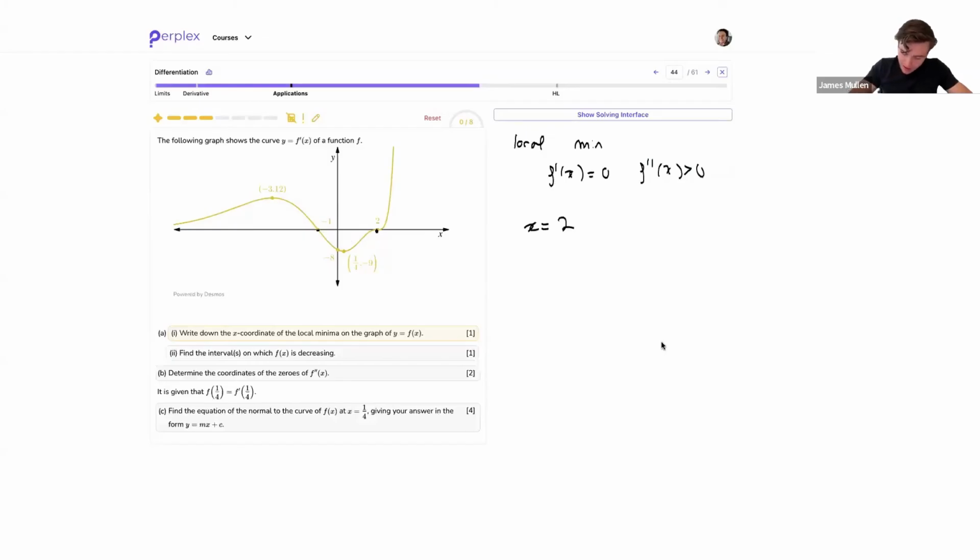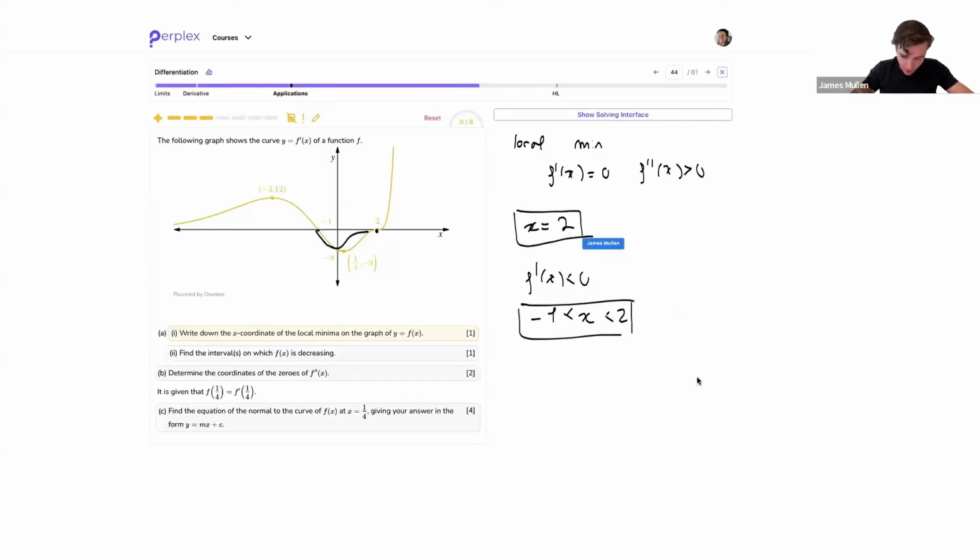And then in AII, I need to find the intervals on which f of x is decreasing. So f of x is going to be decreasing when, let me just make some space here, f of x is decreasing when f prime of x is less than 0, which I can see is this interval here. So it's negative 1 less than x less than 2. That's the answer for AII.